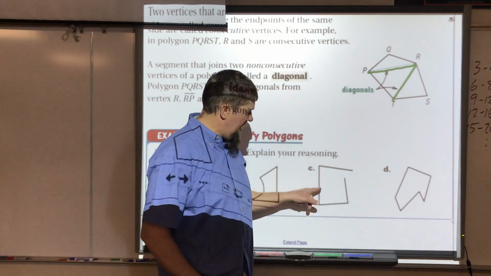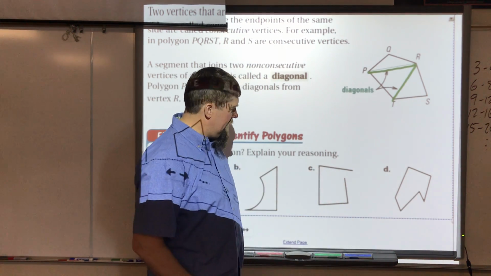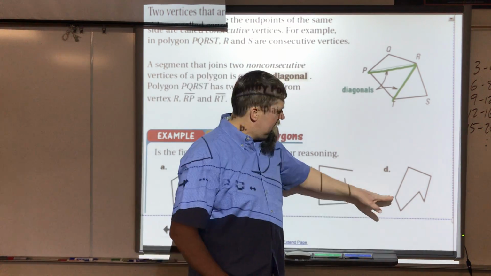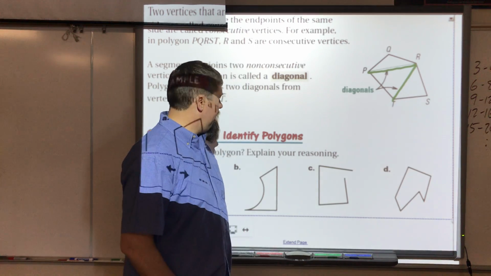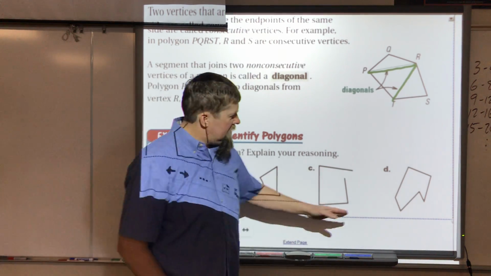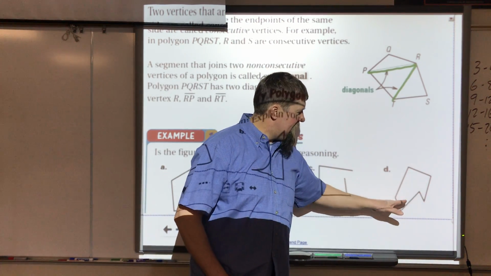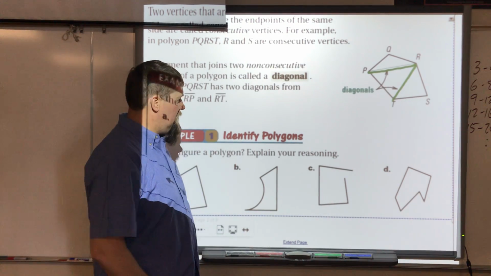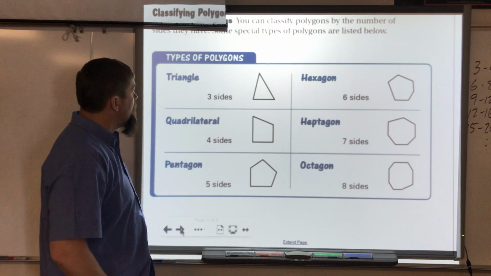C, they are all segments, but they are not adjoined at the one vertex or endpoints. D is a polygon, even though it does go up inside the polygon, it's still considered a polygon because they're all segments and they all connect at their endpoints.